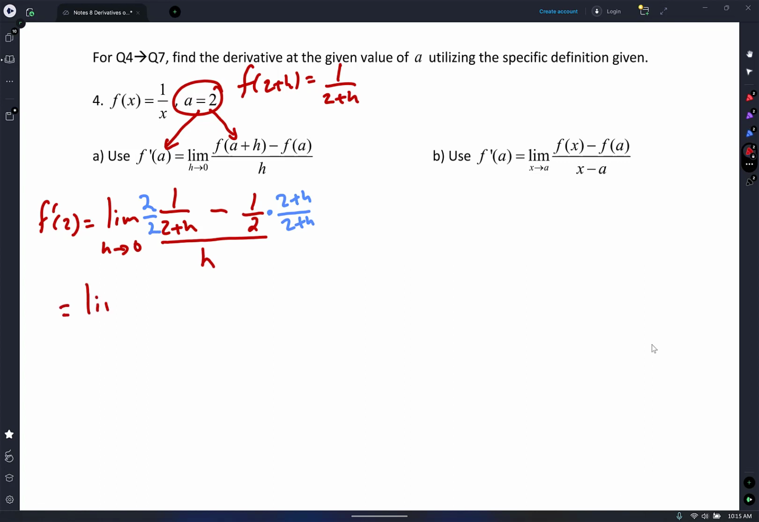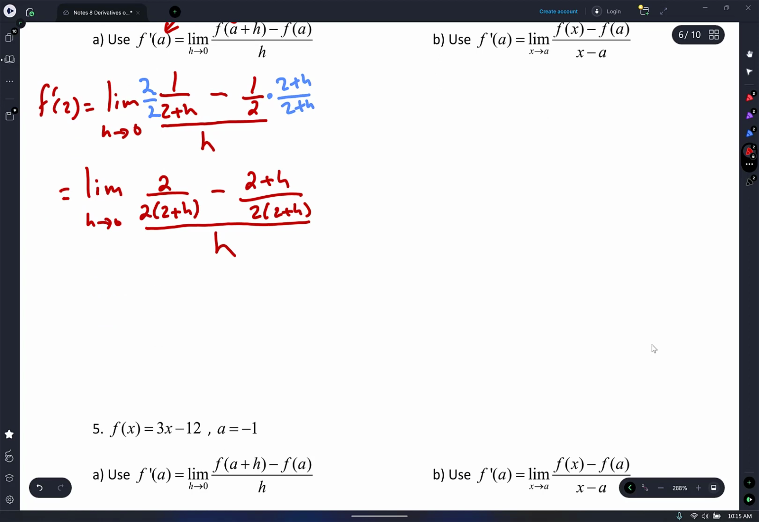Equals limit as h approaches 0 of 2 over 2 times 2 plus h. I'm not going to distribute it. I know I could, but I'm not going to. And then 2 plus h here over 2 parentheses 2 plus h. And all this is still over h. Do I still got space? Yeah, I still got space.